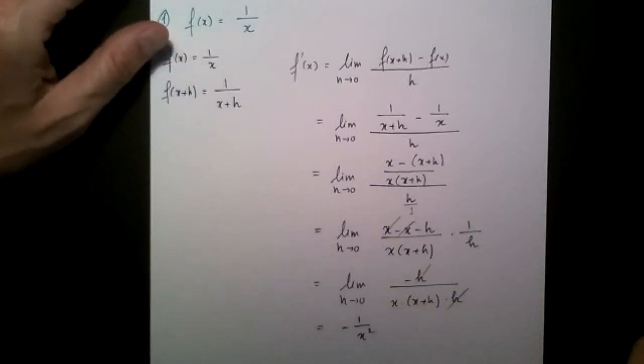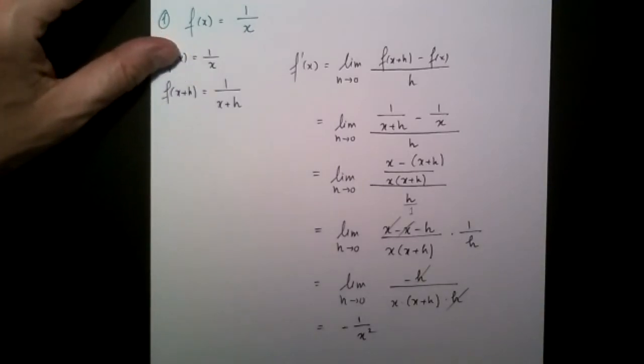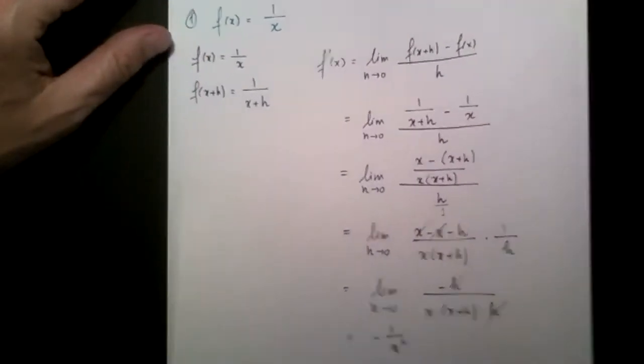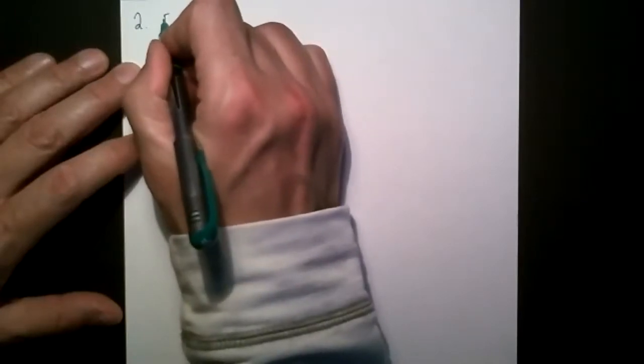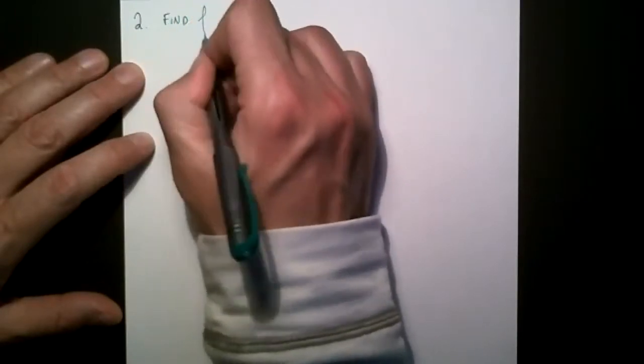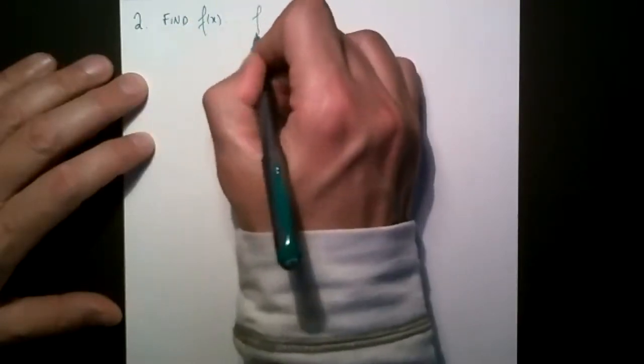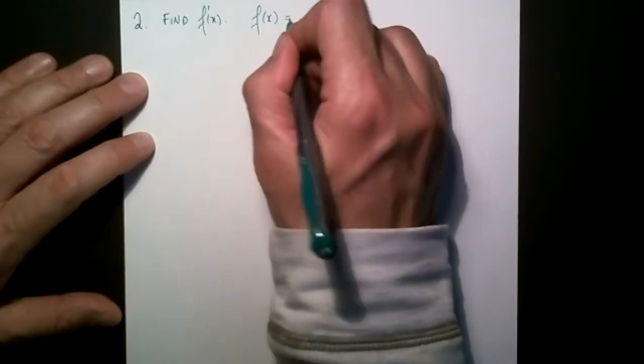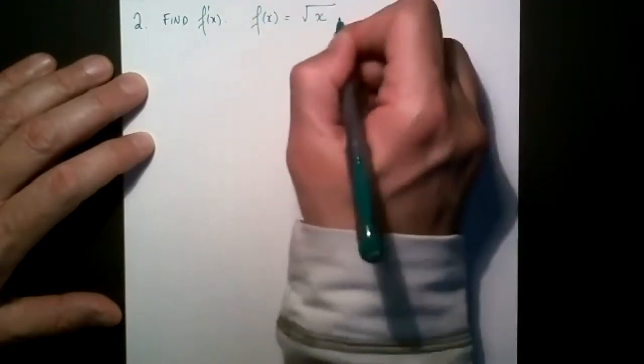Okay, let's do another one. Any questions on this? Okay. No. Good. Let's go. Let's continue. Number 2. So find f prime of x given that f of x is equal to the square root of x.